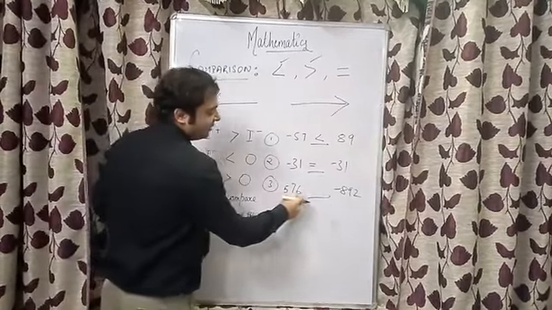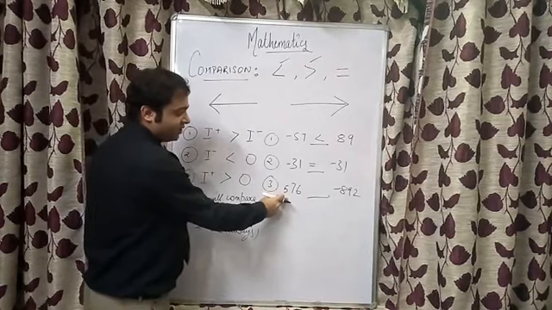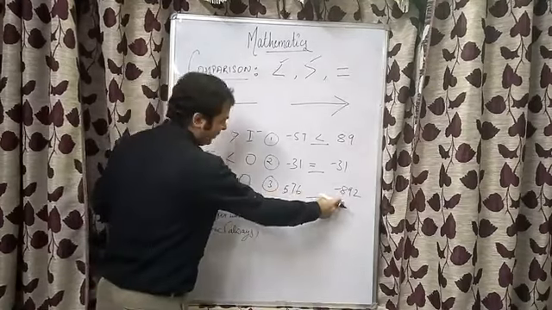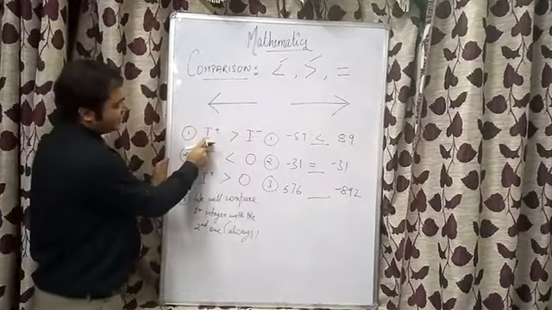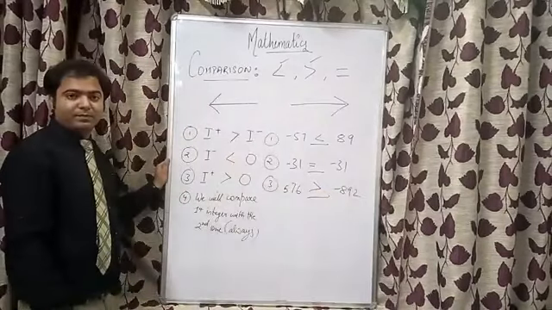Numerically, if you will see 576 and 892, 576 is less. But these are integers, so we have to compare the signs also. This is a positive integer and this is a negative integer. The rule says a positive integer will always be greater than the negative integer. Right?